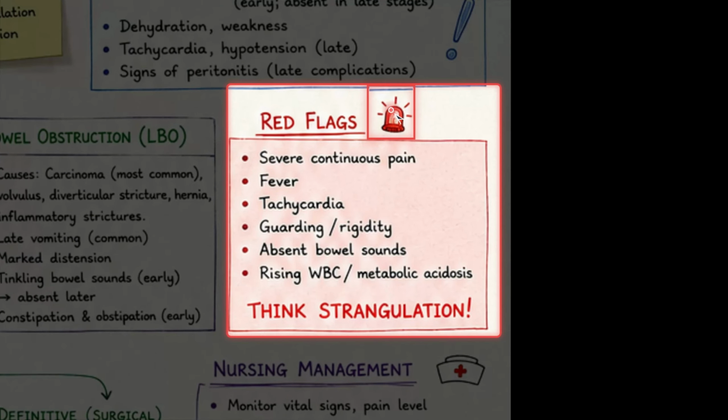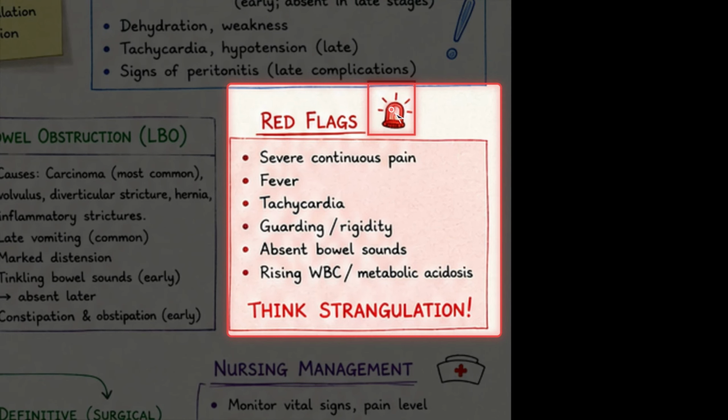Physical signs of peritoneal irritation, such as muscular guarding, involuntary board-like rigidity, and completely absent bowel sounds, indicate that ischemic microperforation or transmural gangrene has occurred. Laboratory findings of a rapidly rising white blood cell count with a left shift, alongside metabolic acidosis with an elevated serum lactate, reflect tissue hypoperfusion. When you see these red flags, think strangulation immediately. This is a surgical emergency requiring immediate OR transfer.